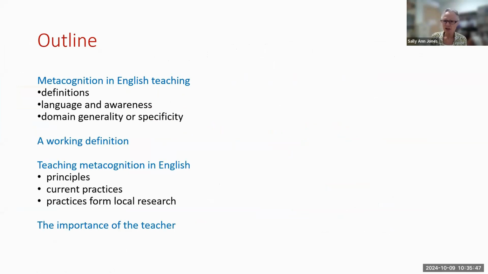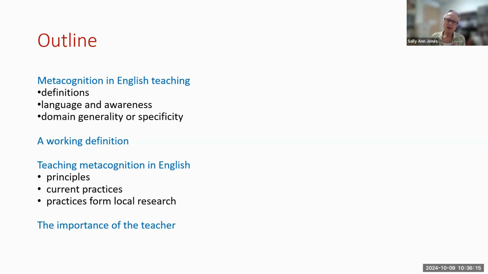One is the way metacognition is being defined. Another one is to do with consciousness and awareness of language. And another one is to do with generalizability. How generalizable is that idea of metacognition that comes to us from cognitive psychology to English teaching? And from that, I'm going to derive a working definition to use in our teaching.